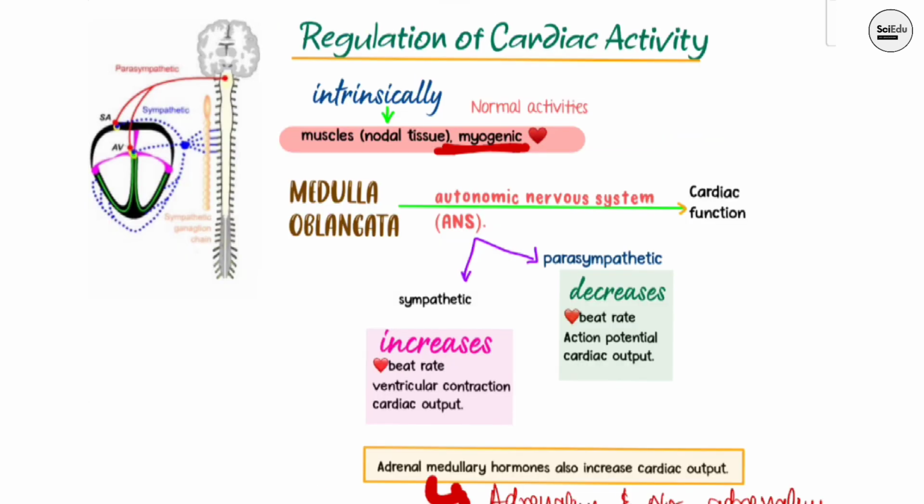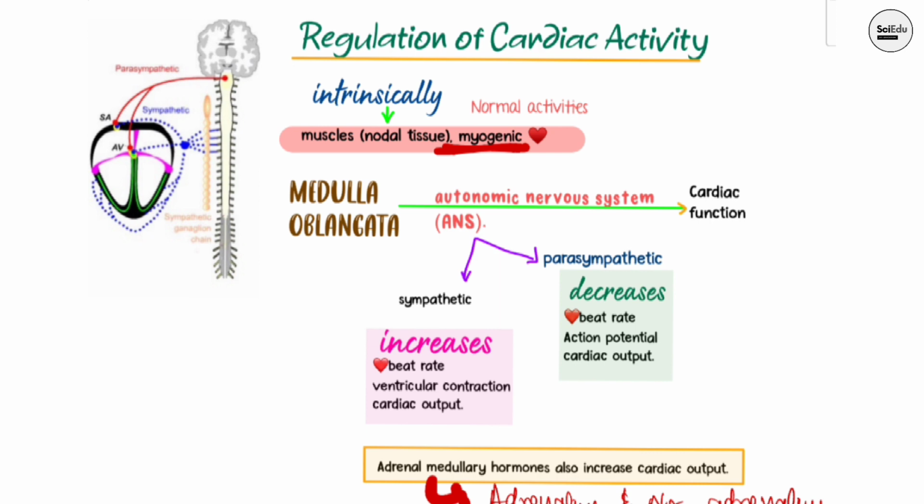Regulation of cardiac activity. Normal activities of the heart are regulated intrinsically, i.e., auto-regulated by specialized muscles, nodal tissue, hence the heart is called myogenic. A special neural center in the medulla oblongata can moderate the cardiac function through the autonomic nervous system, ANS. Neural signals through the sympathetic nerves, part of ANS, can increase the rate of heartbeat, the strength of ventricular contraction, and thereby the cardiac output.